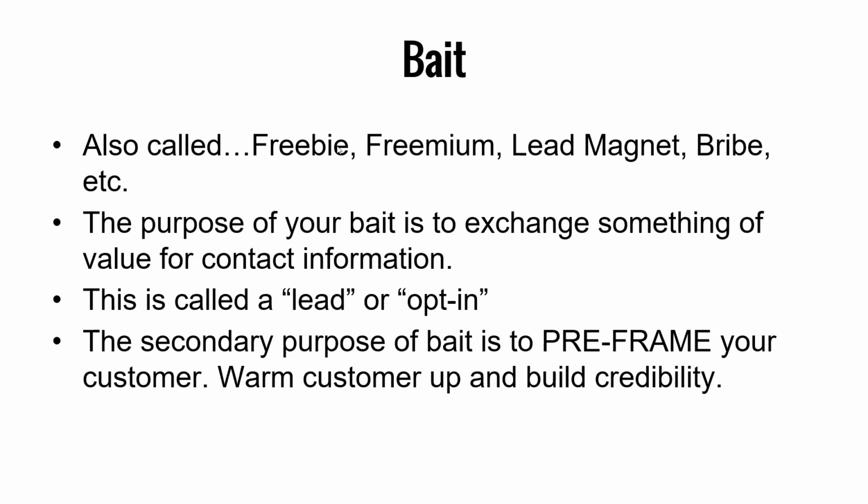And again, if you've been around online marketing for a while, you've probably heard its different names: the freebie, the freemium, the lead magnet, the bribe. And again, the purpose of this bait is to exchange something of value for contact information. And that is called the lead or the opt-in. So that is pretty much it of how we go about figuring out what the bait is.